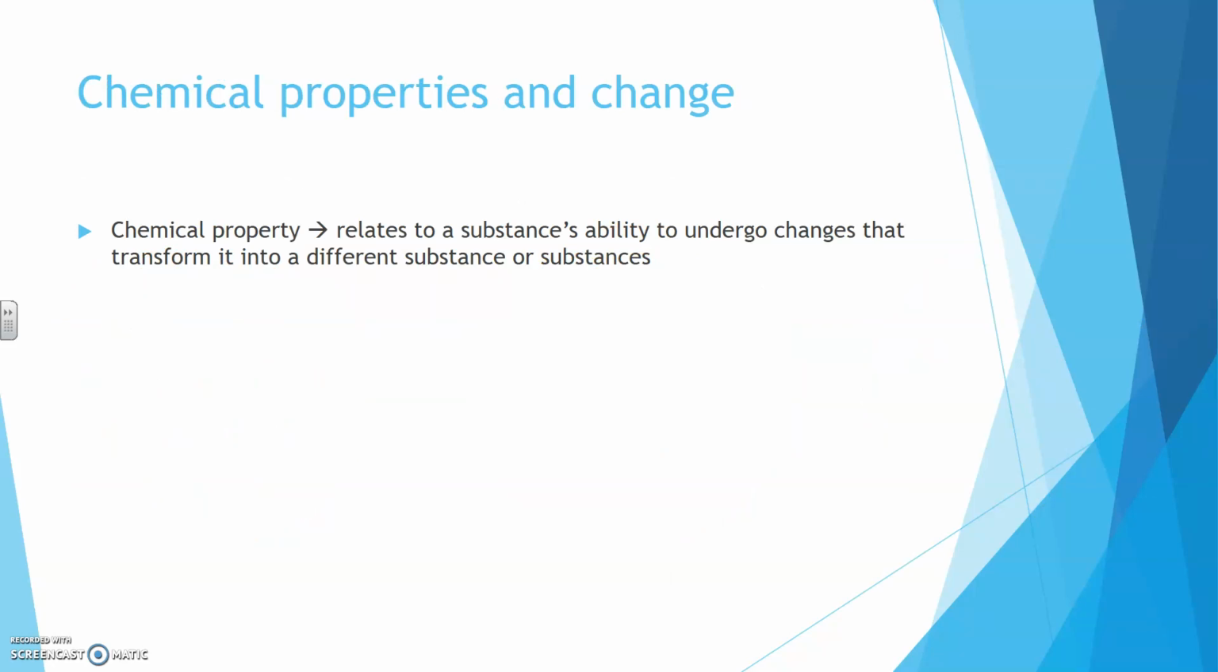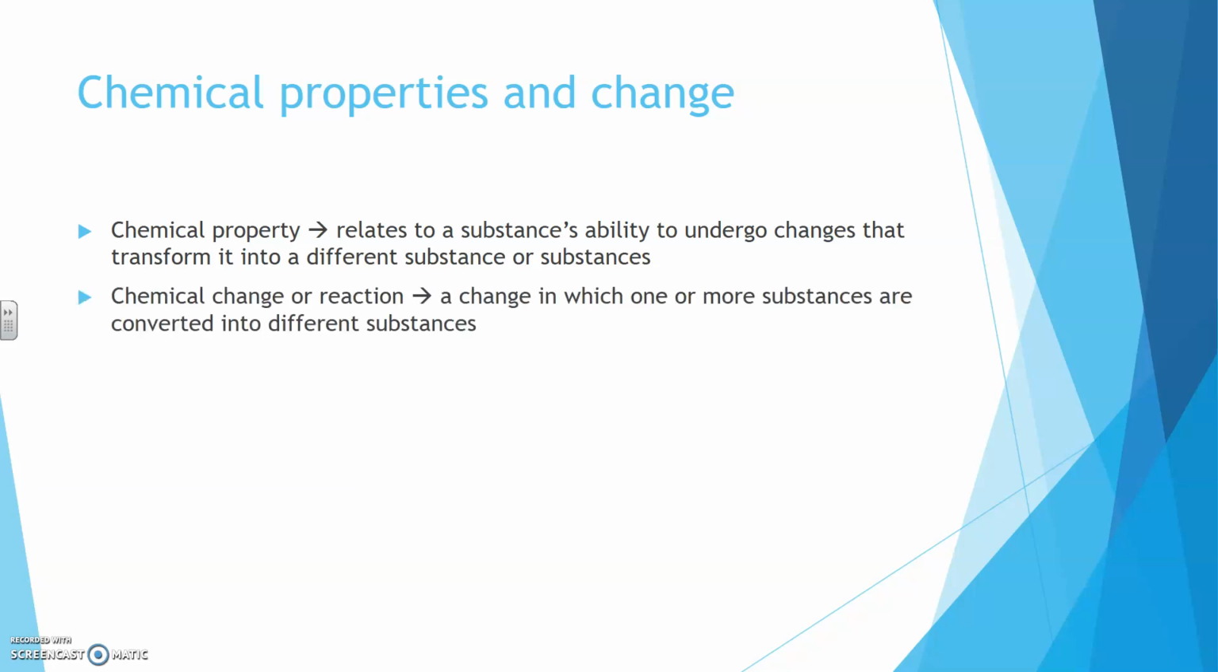Those were all physical properties. So now we're going to get into chemical properties. These are related to a substance's ability to undergo changes that transform it from one substance into a different substance, or from one substance into different substances. Chemical changes, more commonly known as chemical reactions, are changes in which one or more substances are converted into different substances.